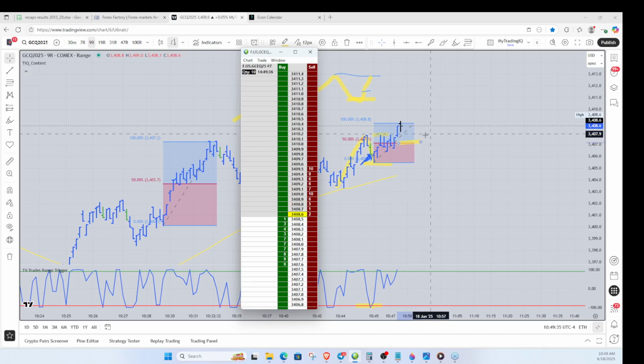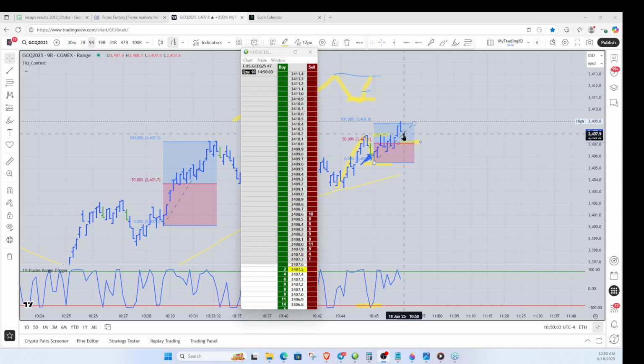Alright, if it closes up, then it throws everything off. But it's possible that it'll close up, and that's okay too. If it closes up, that just means it's making a bigger leg length for us. Okay, so that's what we're looking for right now. Looking for the down close here, and then down close on the next bar.